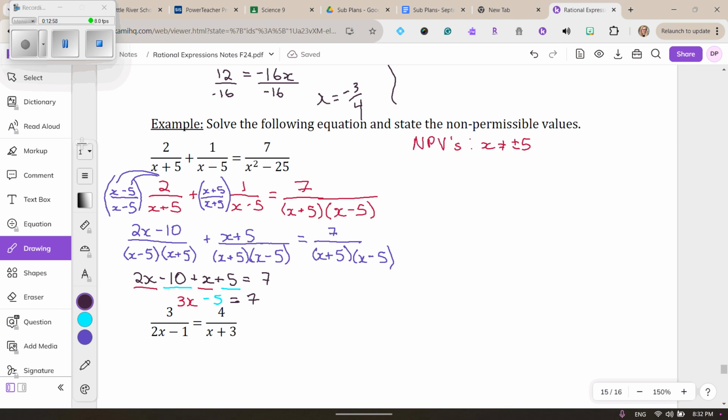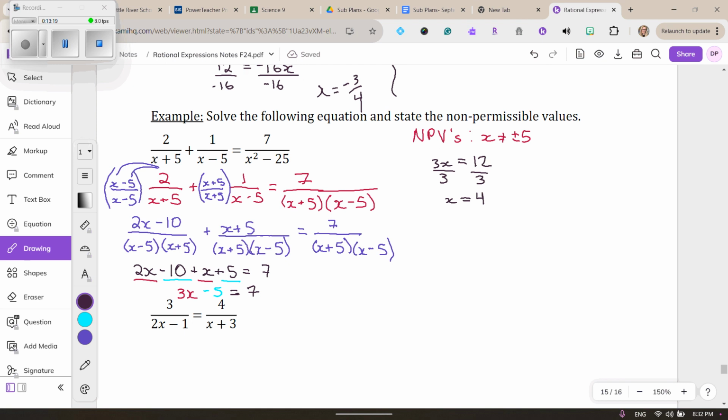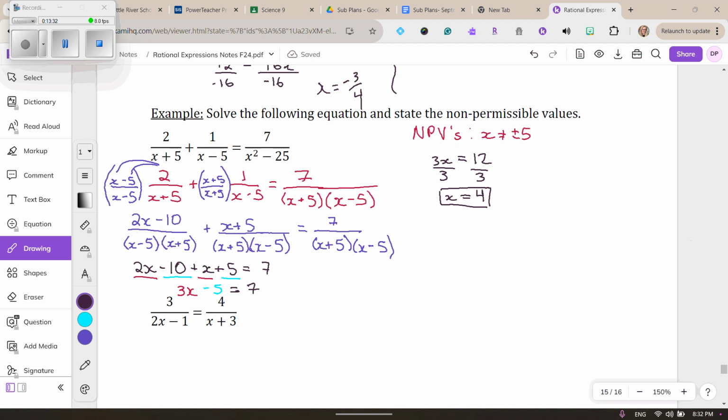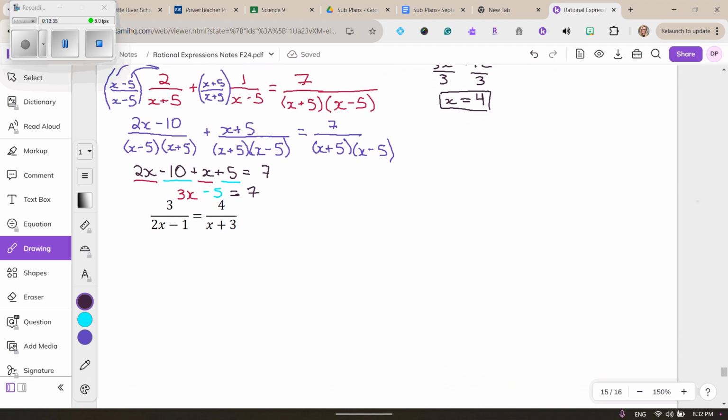Then I have to add 5 to both sides. Get 3x equals 7 plus 5, which is 12. And then my last step is to divide by 3. Okay, I get my final answer of x equals 4. All right, let's try the last one.